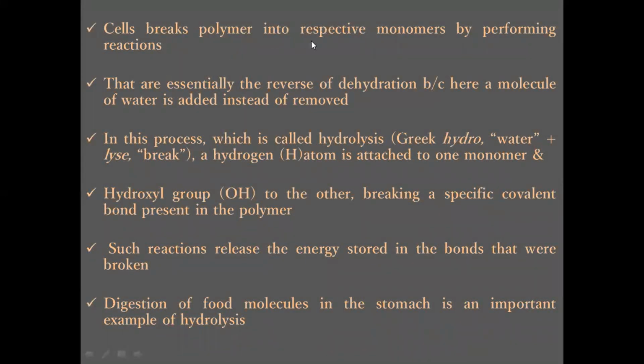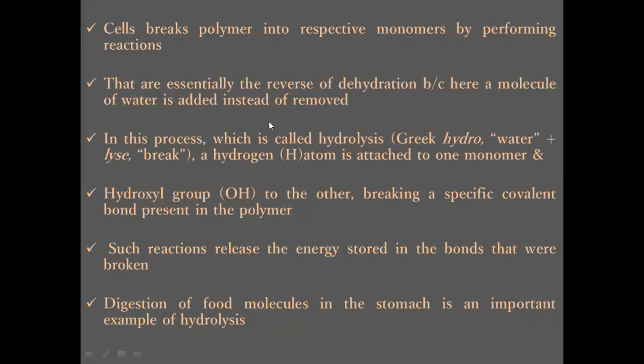The cell breaks polymers into respective monomers by performing reactions that are essentially the reverse of dehydration, because here a molecule of water is added instead of removed. This process is called hydrolysis; the Greek word hydro means water, lysis means to break. A hydrogen atom is attached to one monomer and an OH group to the other, breaking a specific covalent bond present in the polymer. Such reactions release the energy stored in the bonds that were broken. Digestion of food molecules in the stomach is an important example of hydrolysis.